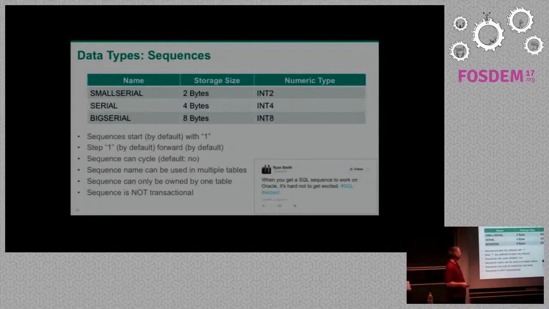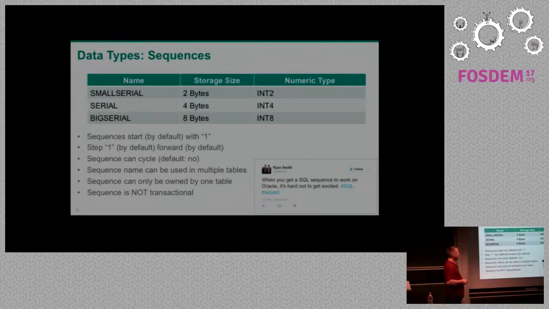Okay, let's move on. We also have sequences. In other databases, you might have heard about it. It's called auto-increment or so on. If you define a column in Postgres as serial, Postgres will automatically create a sequence for you and set it as a default value for this column. It will also attach this sequence to the table. So if you drop a table, it will also drop the sequence for you. It doesn't have to, but it can.